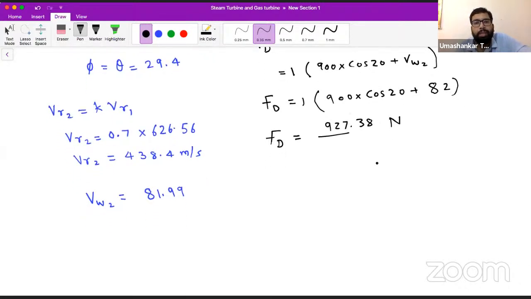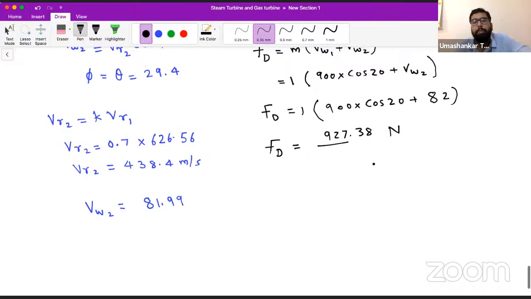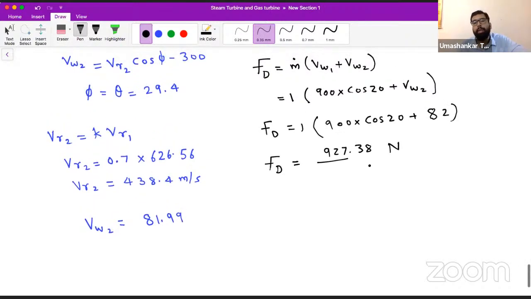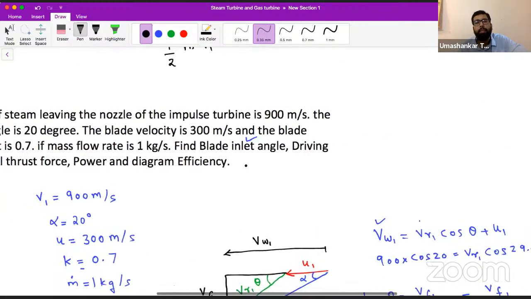Okay. So what is the driving force coming out of it? It is 927.38 Newton. So let's see what else we have to calculate.